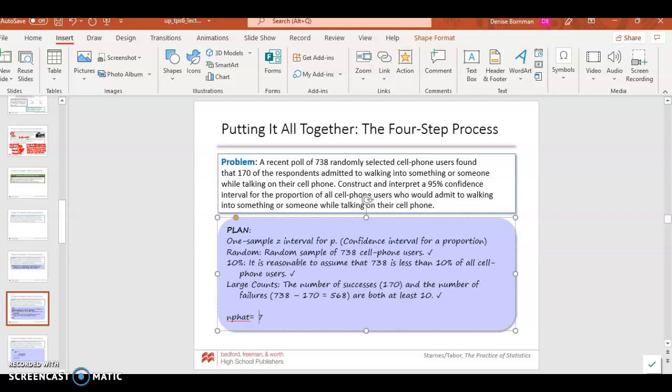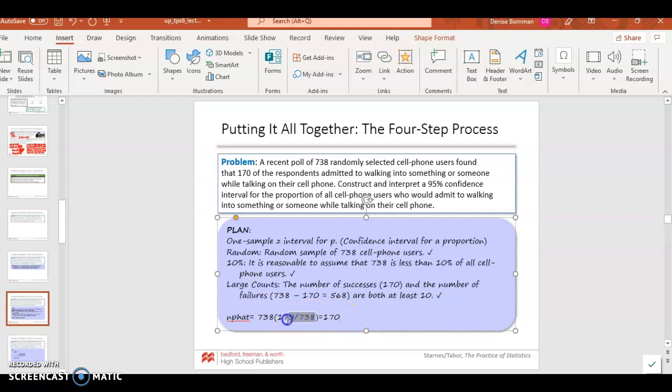NP hat would be 738, technically, times 170 over 738. You don't have to technically show this because the 738 in the numerator cancels with this 738, and you get 170. So it's a lot simpler than actually having to do the math. But if you did the math, it would look like this.